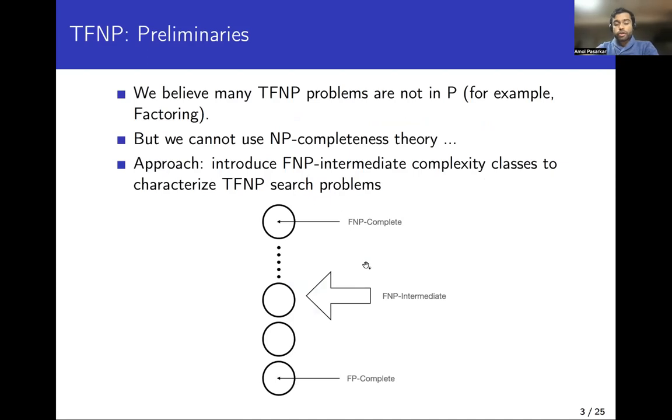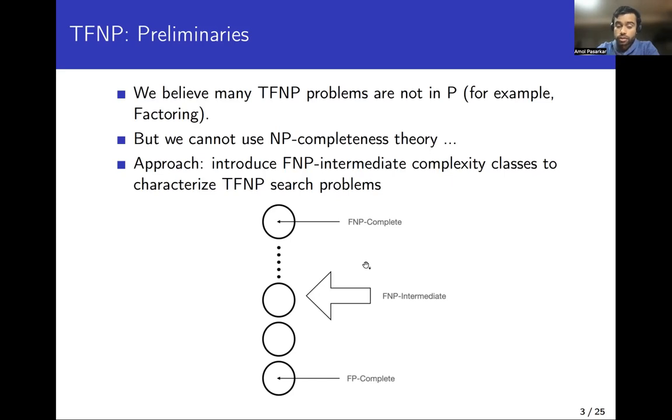Now, an interesting motivation for studying TFNP comes from the following dilemma. On one hand, there are problems in TFNP for which we strongly believe that there's no polynomial time algorithm. In other words, we believe these problems are not in P. One classic example of this would be the problem of factoring. On the other hand, we can appeal to the theory of NP, or in this case, FNP-completeness, to provide evidence that these problems are not in P.